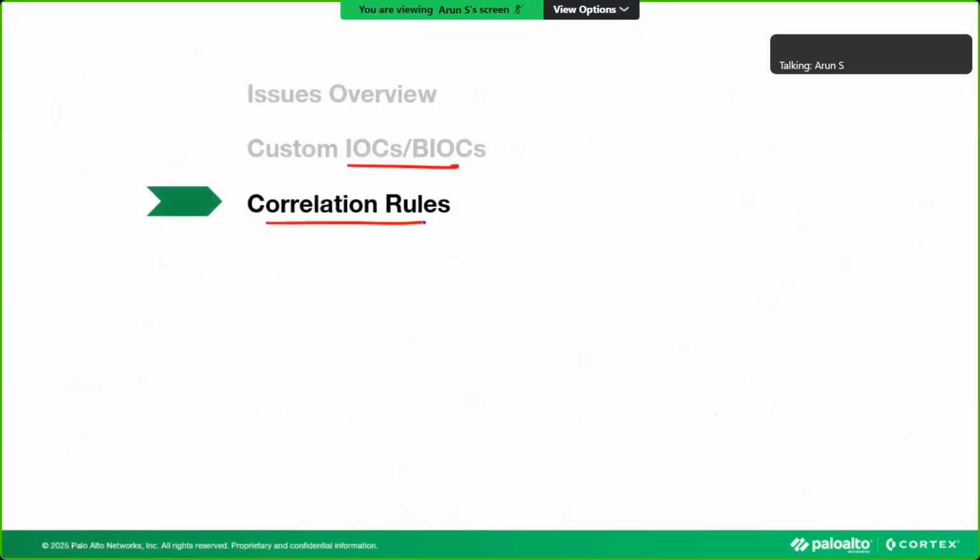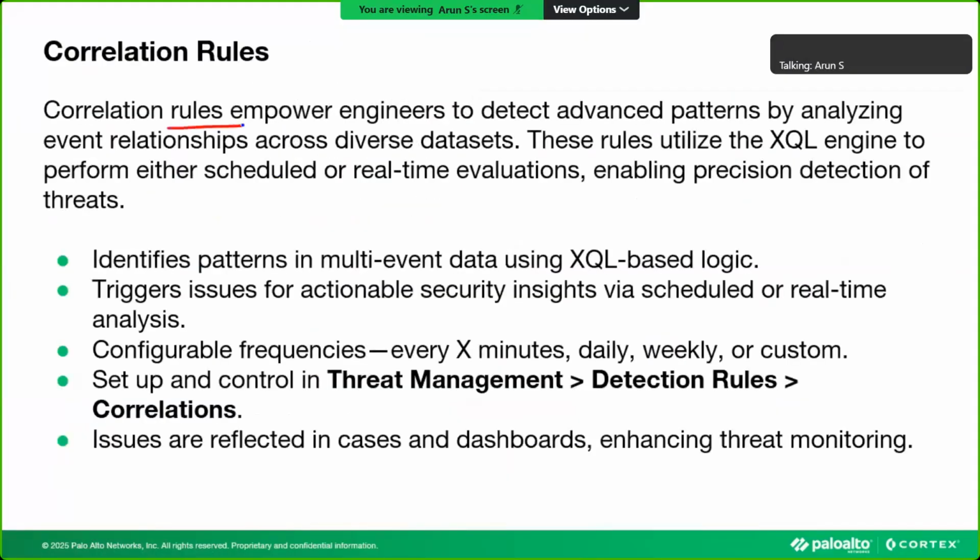Next, we'll talk about correlation rules. If I want to search multiple data sets at a time, correlate them, and create issues which should be grouped together because they are correlated, then I will go for correlation rules. This is a little different from IOC and BIOC rules. Correlation rules empower engineers to detect advanced patterns by analyzing event relationships across diverse data sets.